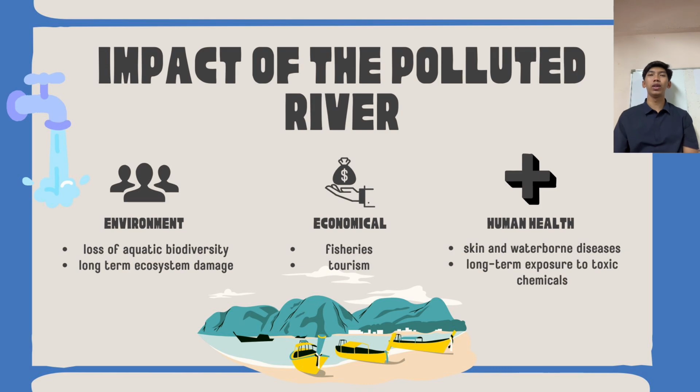Next, impact of polluted river. Firstly, environmental impact. A significant loss of aquatic biodiversity as many species cannot survive in polluted waters, destruction of habitats, and water quality decline. After that, economic impacts. Reduced income from fisheries activity. Tourism activity in the country will be affected since it is restricted to prevent tourists from being affected by the pollution.